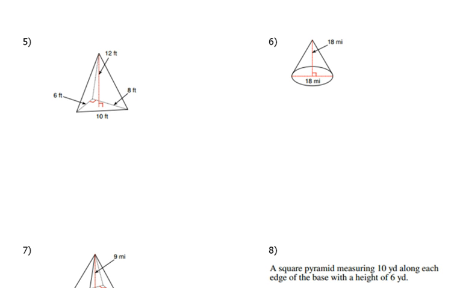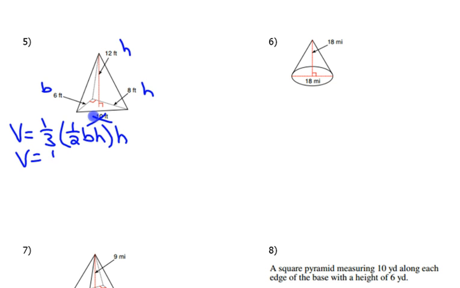See what we got going on here. So for number 5, this time again I have a triangle. They gave me an extra side that I don't need, which is always helpful. So 1/3 times 1/2 base times height, right? Triangle 1/2 base times height. This is your base, your height, and then the height of the triangle. So we have 1/3 times 1/2 times 8 times 6 times 12.